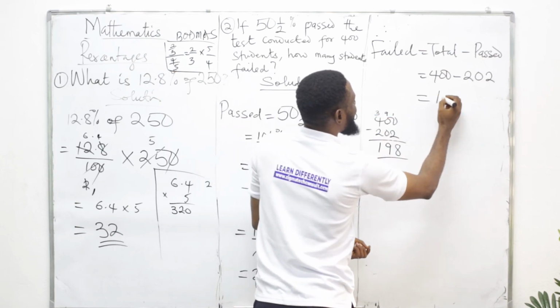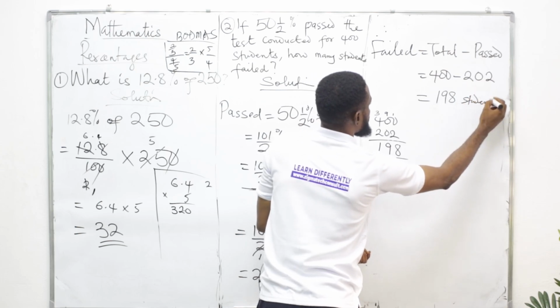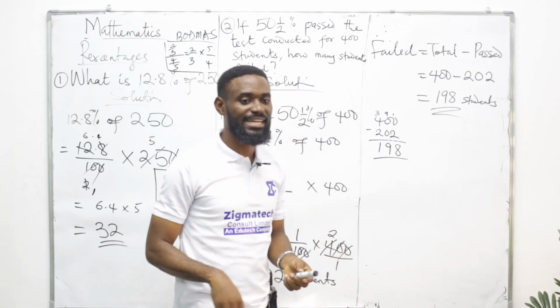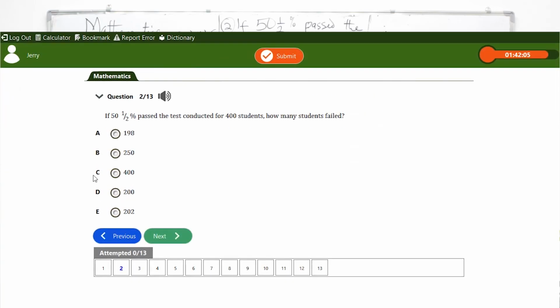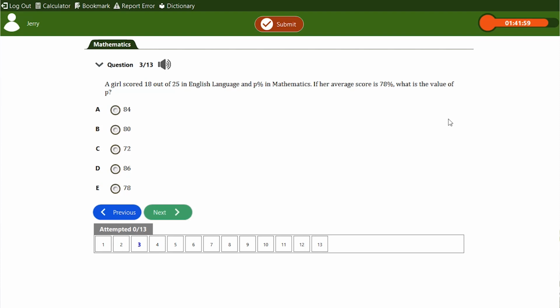So 198 students failed. So if we look at that now, we have option A as the correct option there. Option A as the correct option in that particular example.